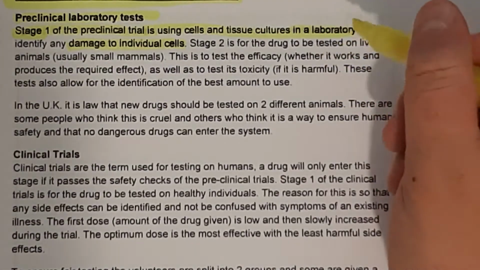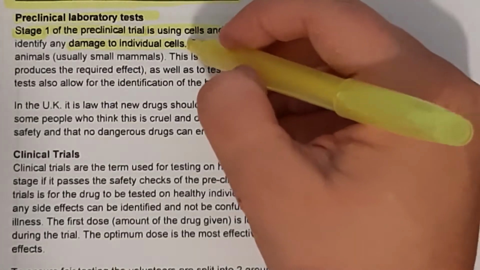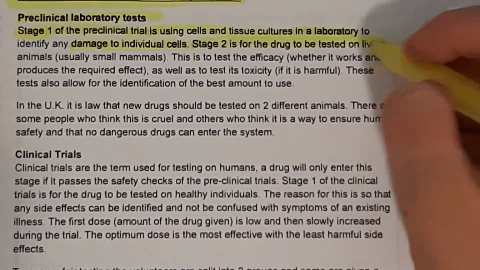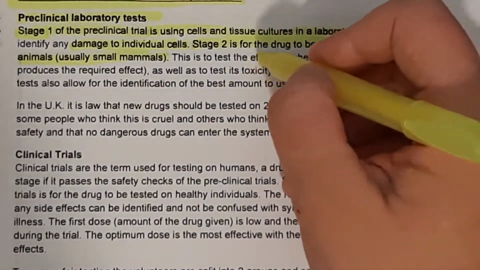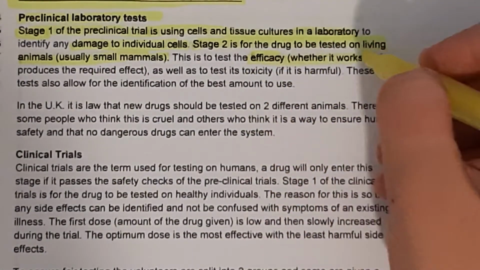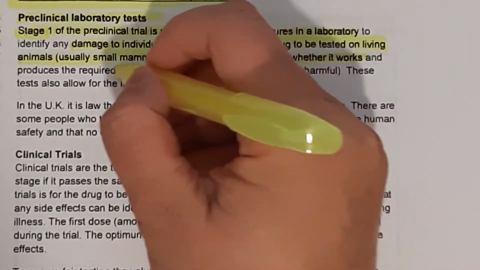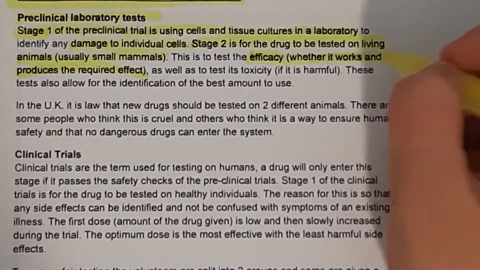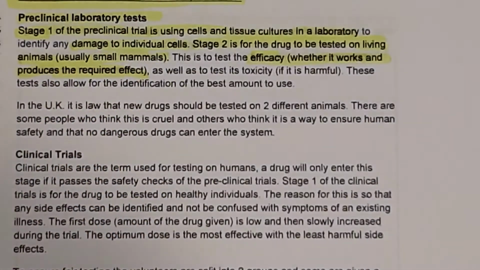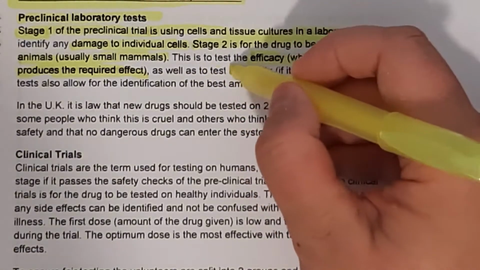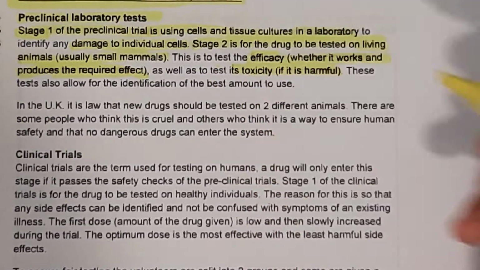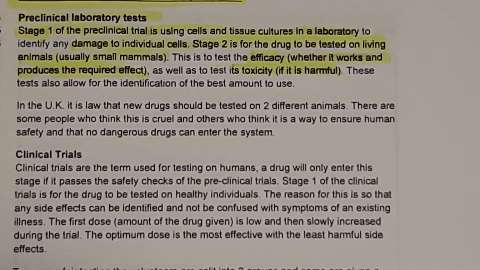Stage 2 is where we test the drug on living animals, such as small mammals, so usually rats or mice. And this is to test efficacy. Now, efficacy is whether it works or not, and whether it produces the required effect. So efficacy is a 2-part word: does it work, and does it work how it's supposed to? As well as to test its toxicity. So how harmful is it? Is it toxic to animals, or is it not toxic?